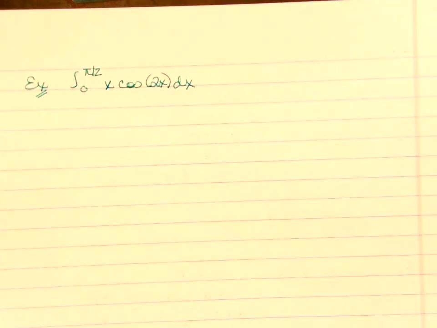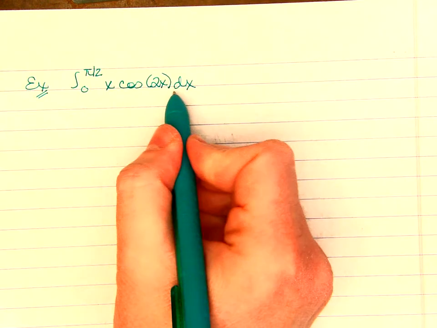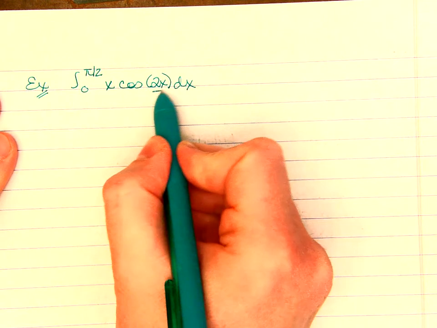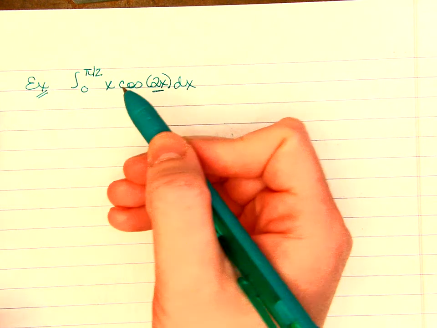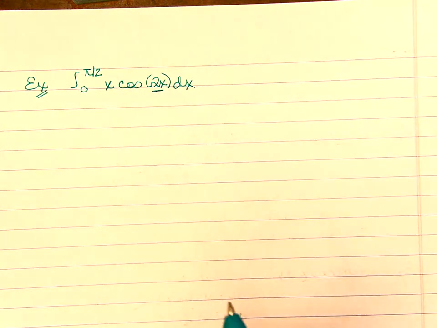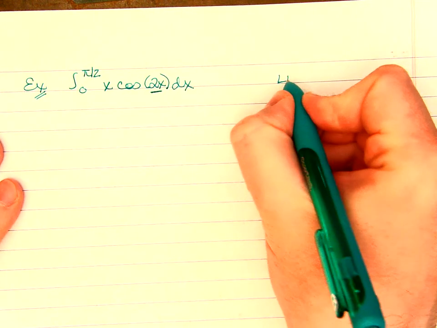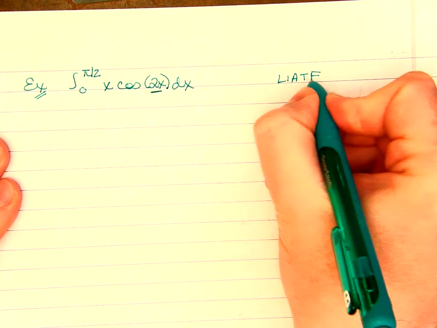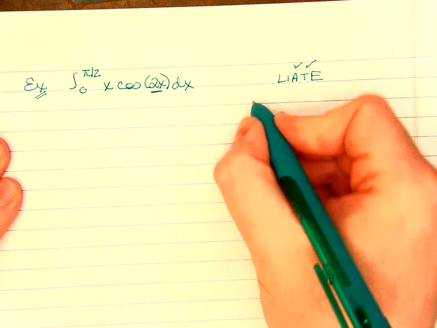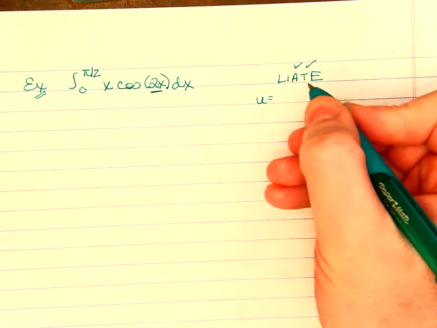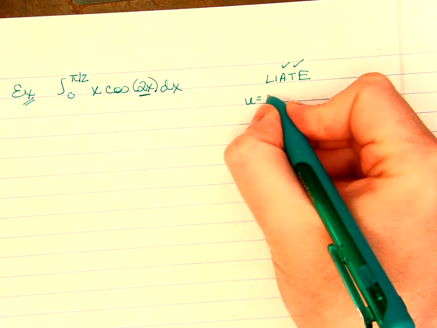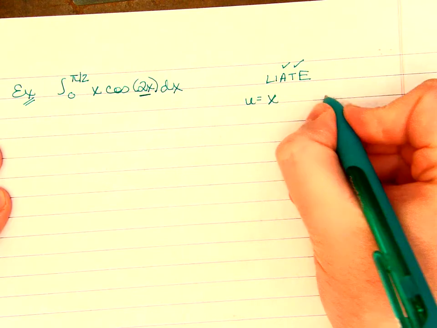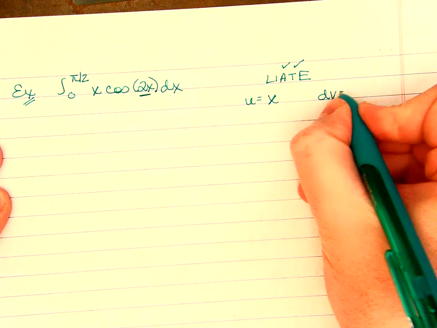Well, it looks like an integration by parts problem, because I've got x times the cosine of 2x, and the stuff inside my cosine, its derivative isn't really based on x, so I can't use that. So I'm going to go do my integration by parts, and I'm going to sort of ignore the limits of integration for right now. LIATE, that's something algebraic and something trig. I'm going to make my u x, and I'm going to make my dv the cosine of 2x dx.